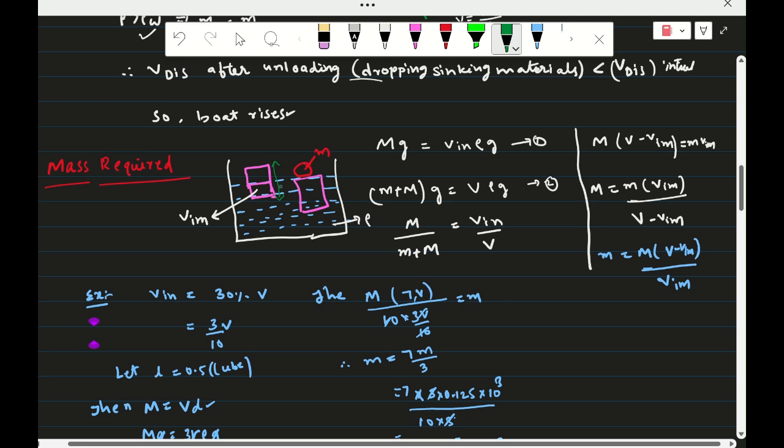So in this, L by n part is immersed initially. So the volume immersed is equal to L by n into A, the volume immersed initially.